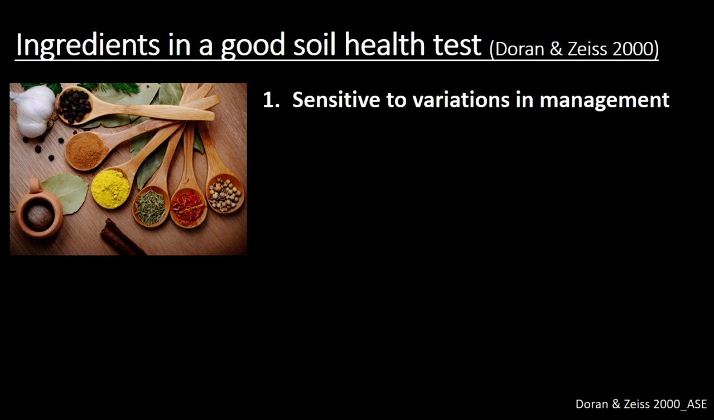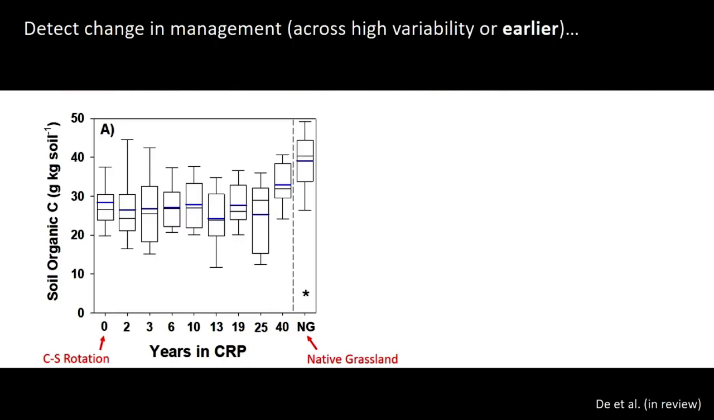This is Doran and Zeiss. They wrote a paper about soil health tests, or soil quality, they were calling it at that time, and they said it needs to be sensitive to variations in management. That's rule number 1. And there's a problem with that because a lot of things we can measure in soils aren't very sensitive to management. And this is a good example of this.